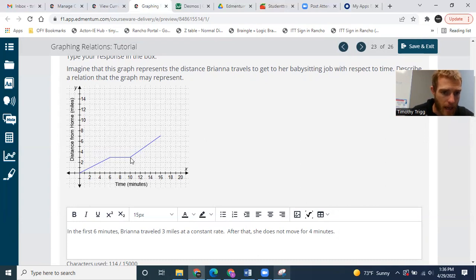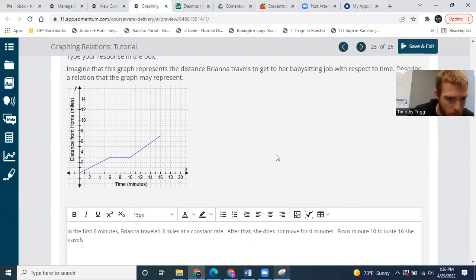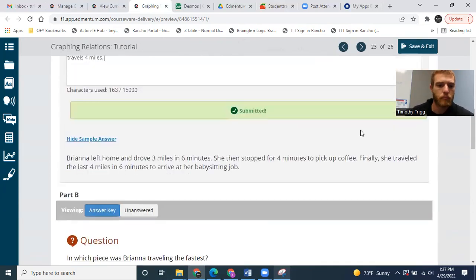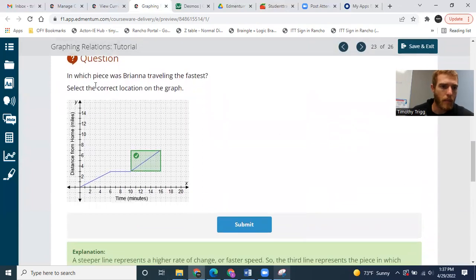And then from minute 10 to minute 16, she travels how many miles? So from mile 3 up to mile 7. So she travels 4 miles. Okay, so that's just describing what this graph is basically telling us.